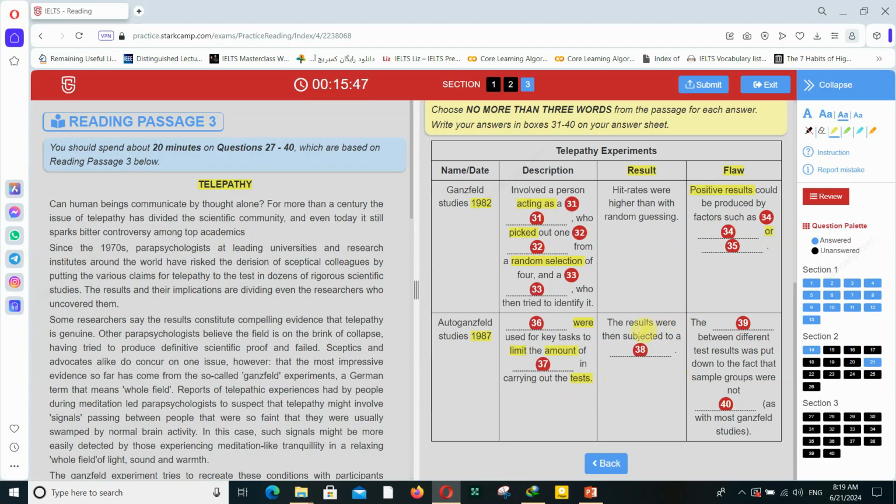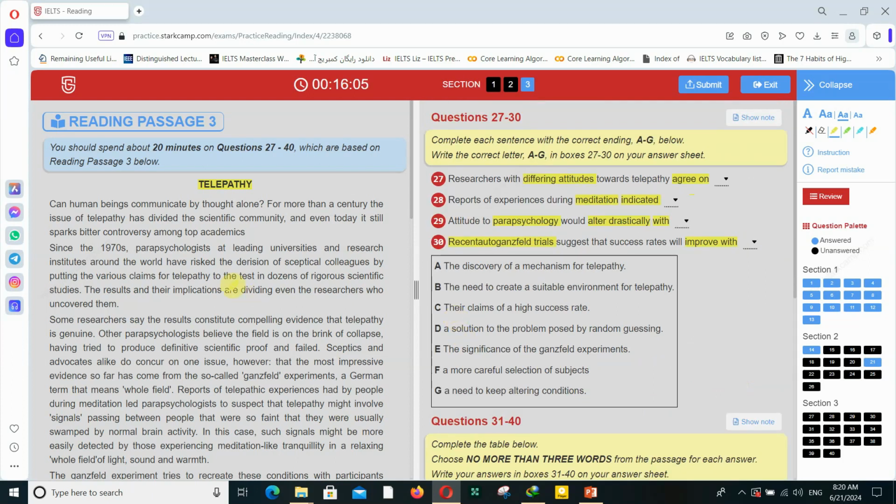The results were then subjected to what? This is about the result here. The blank between different test results was put down to the fact that sample groups were not what? Okay, these are the keywords in the questions. Now come back to the passage.